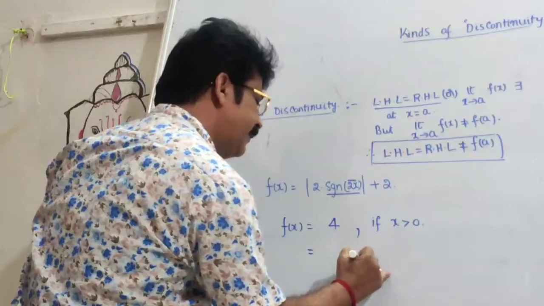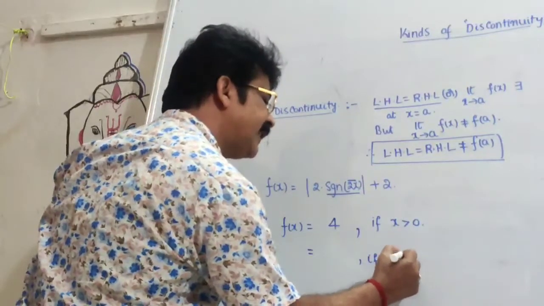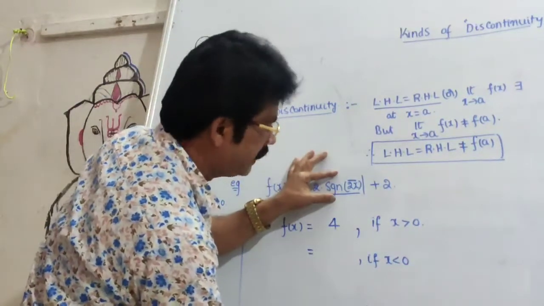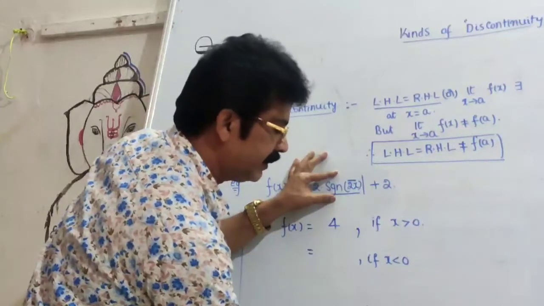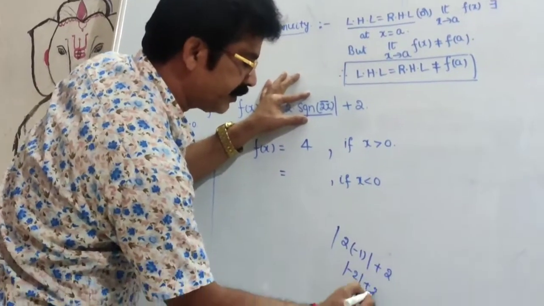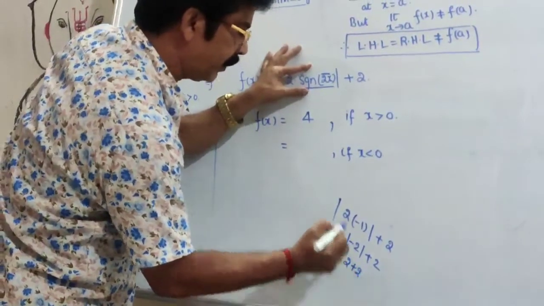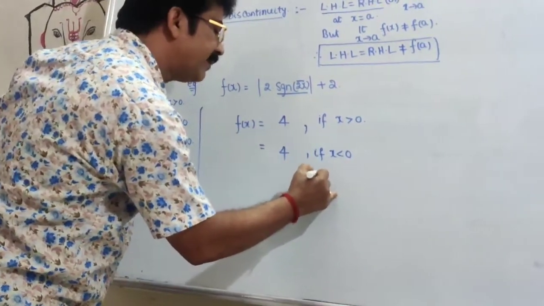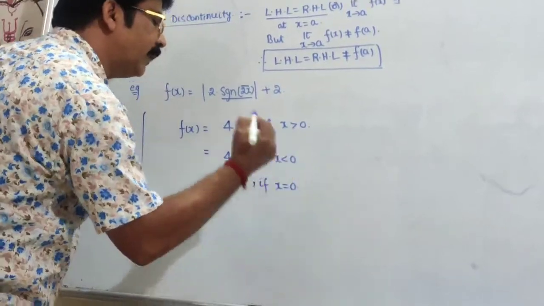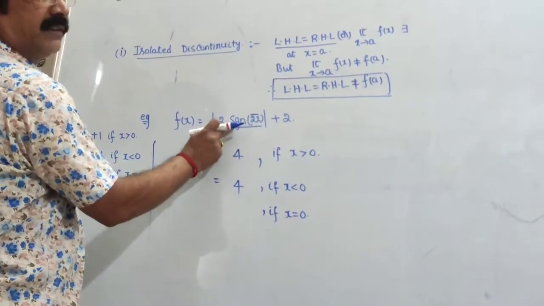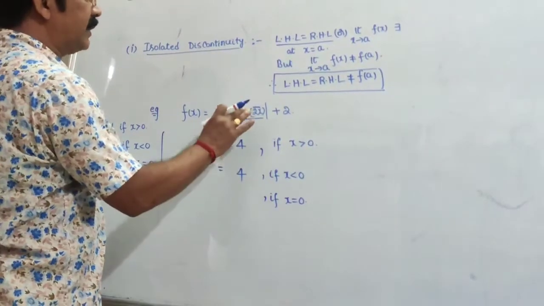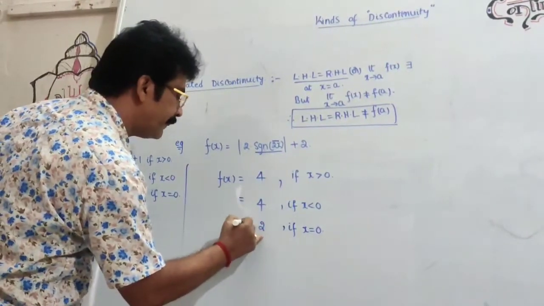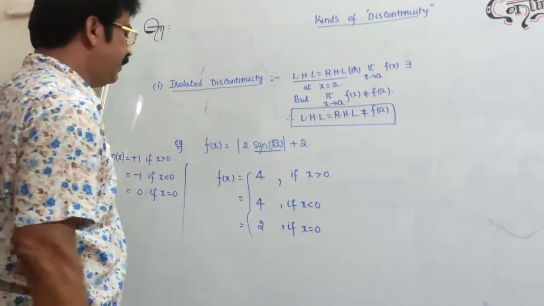Next case, if x is less than 0. So modulus of 2 into this value, minus 1, plus 2. So modulus of minus 2 plus 2. Modulus of minus 2 is 2. 2 plus 2, 4. So this is 4. Next, if x is equal to 0, then signum of x is 0. So 2 into 0, 0. Modulus of 0, 0. 0 plus 2, 2. So this is the complete meaning of f of x.